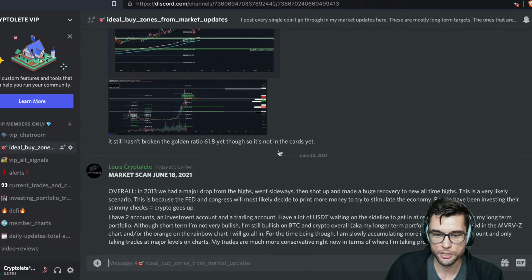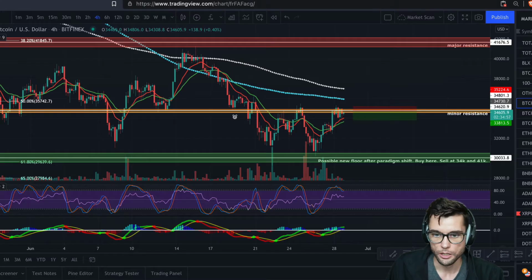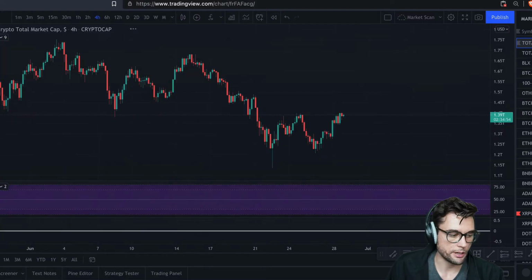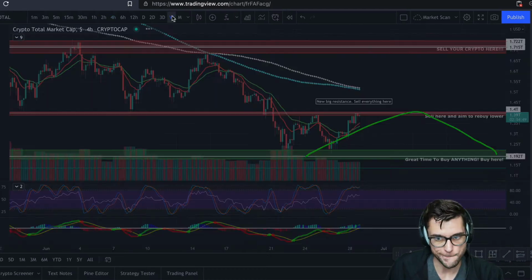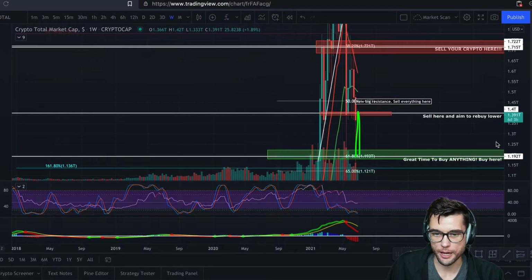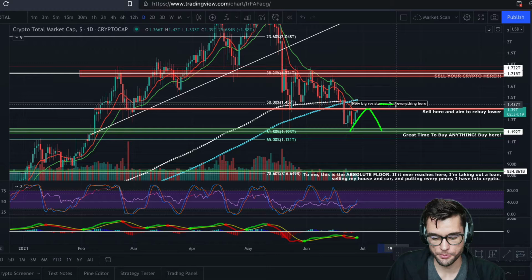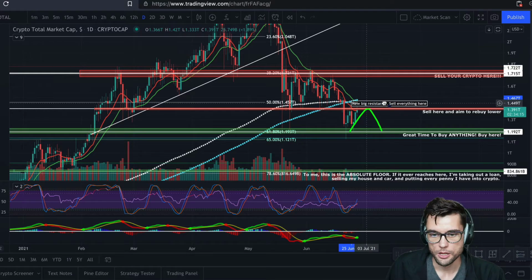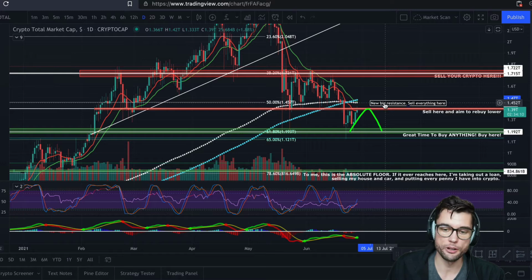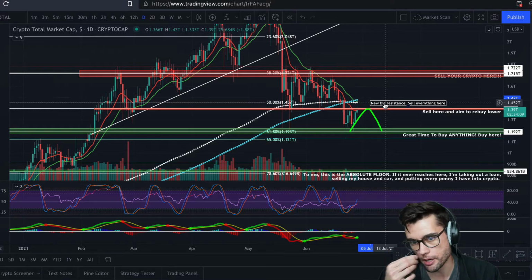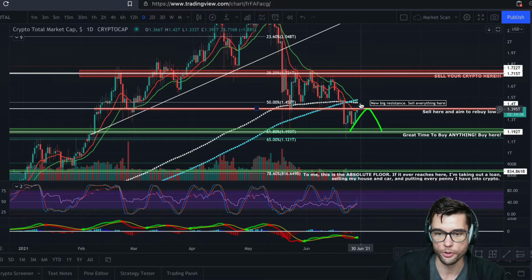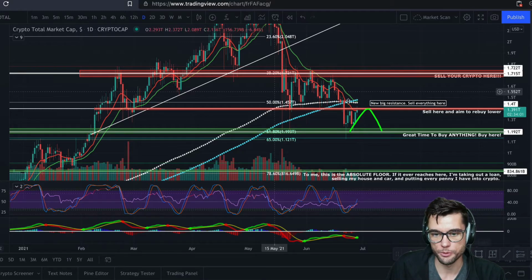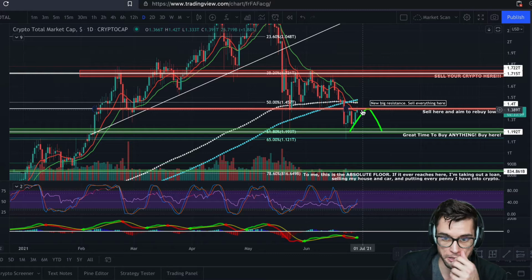So let me go into the total market cap and update it again. So now I got to update it again for everybody. So now we're in the total market cap, new big resistance. Oops, sell everything here. So this is the big resistance. So straight up, if we are going to have another fall, it will be somewhere within this range right here. It will seriously be somewhere underneath here.